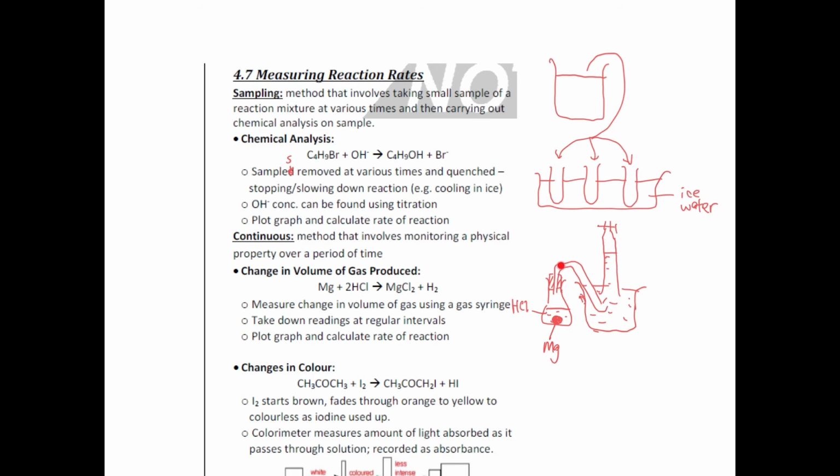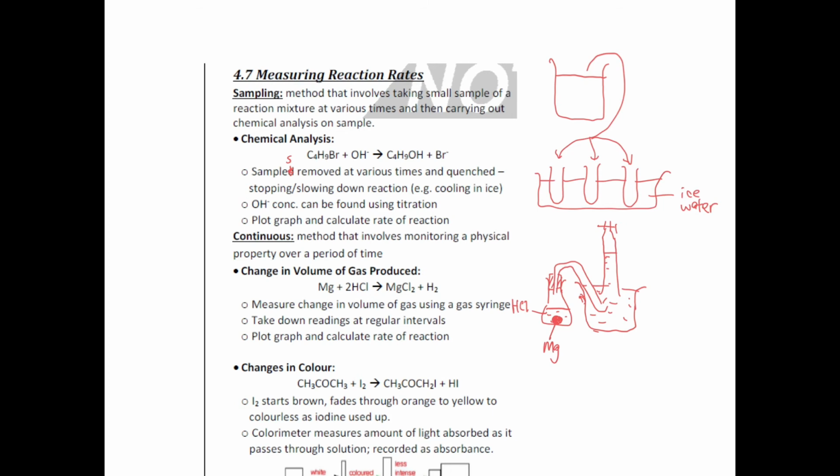The gas keeps coming here. You see they form magnesium chloride and H2, right? So the gas keeps coming. Instead of taking samples, we just read the volume of gas straight away. That is continuous.